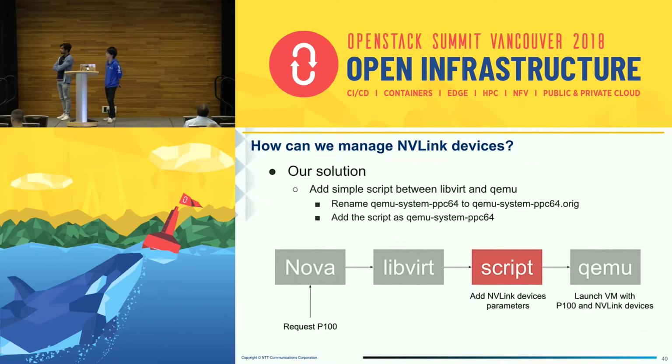Our current solution is like this, a simple script between libvirt and QEMU. In the OpenStack world, we simply request only the GPU, and the script finds which GPU is attached and adds the related NVLink devices automatically. As a result, we can get the VM with the GPU and the correct NVLink devices.